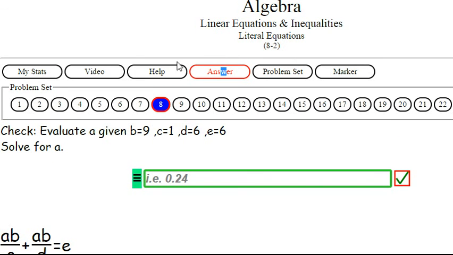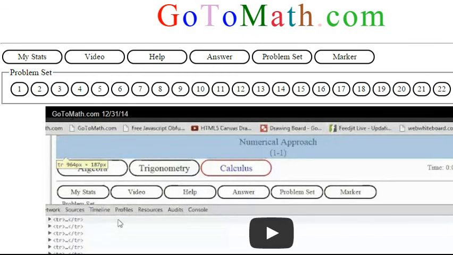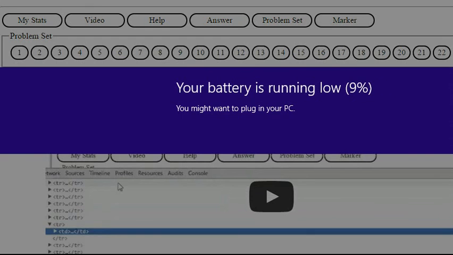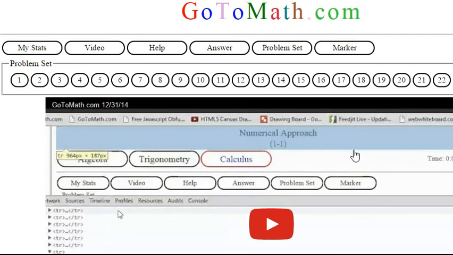What's going on there? Why is that highlighted? We're over here, GoToMath.com. Need to get something to eat. Whoa. I don't know if you heard that or not, but computer just said, guess what? You got 3% battery life. Alright, well, there we go. We're going to stop. Have a good day. See you later. Merry Christmas. Happy New Year.